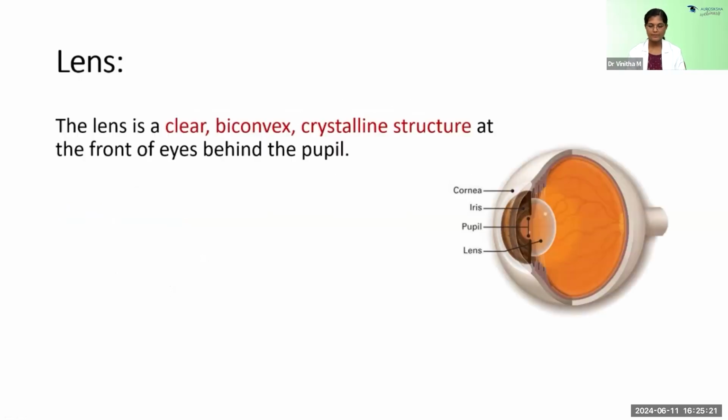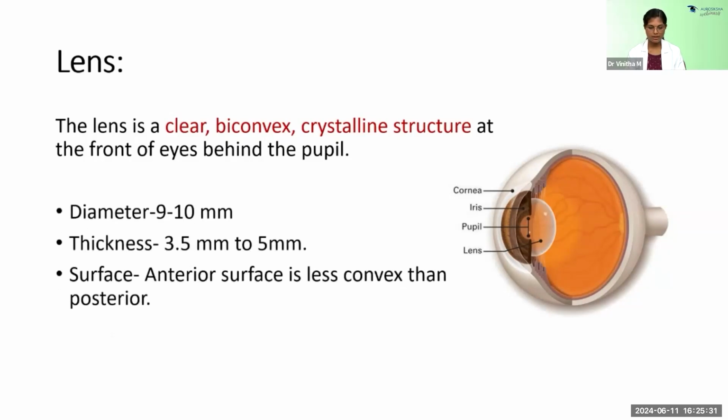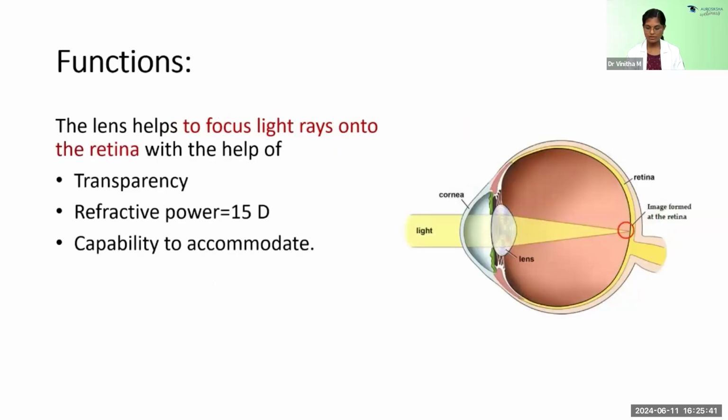Moving on to lens. Lens is a clear biconvex crystalline structure at the front of the eye behind the pupil. The diameter is 9 to 10 millimeter, thickness is 3.5 to 5 millimeter. It has two surfaces, anterior and posterior surface. The anterior surface is less convex than the posterior surface.